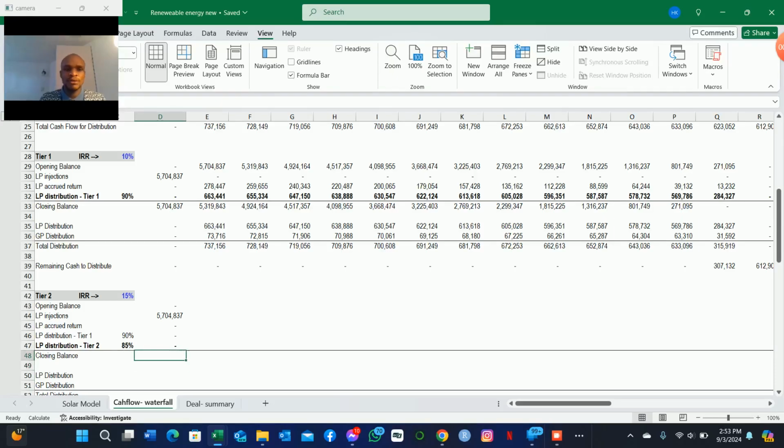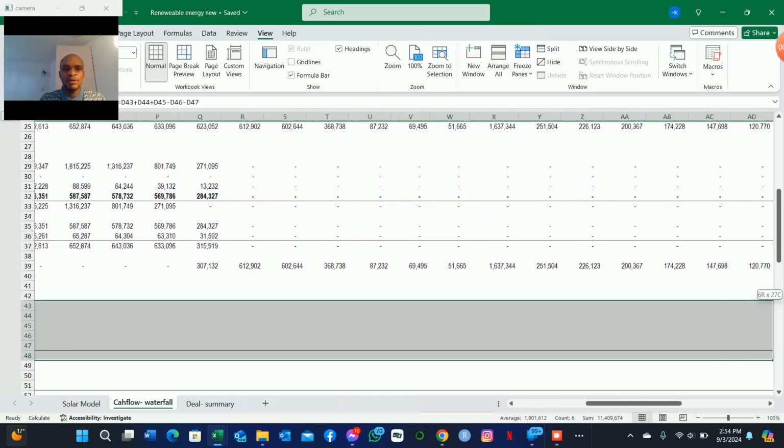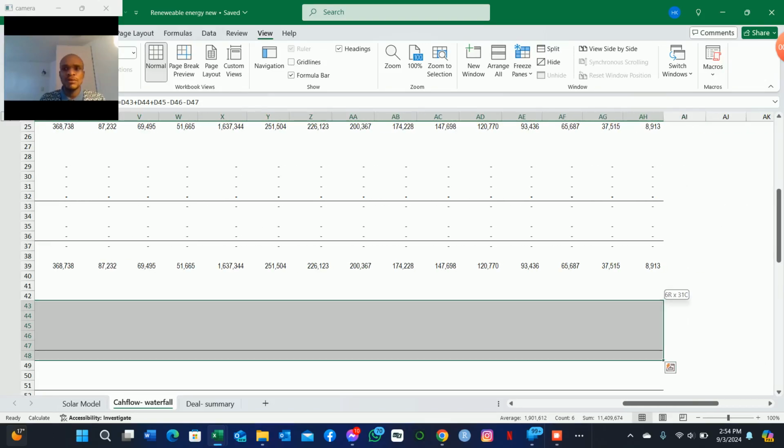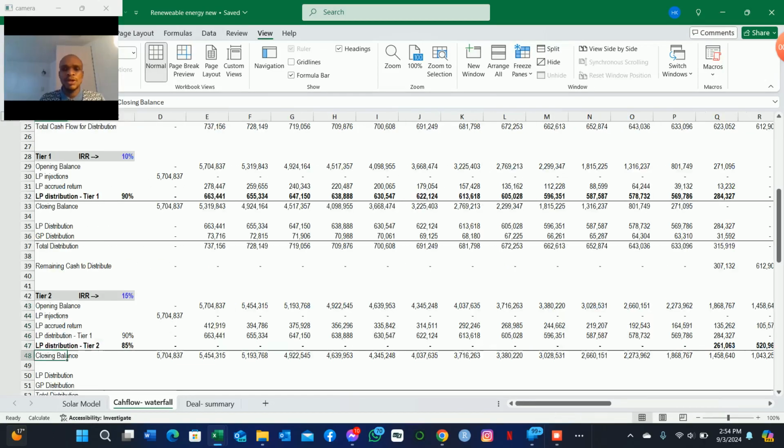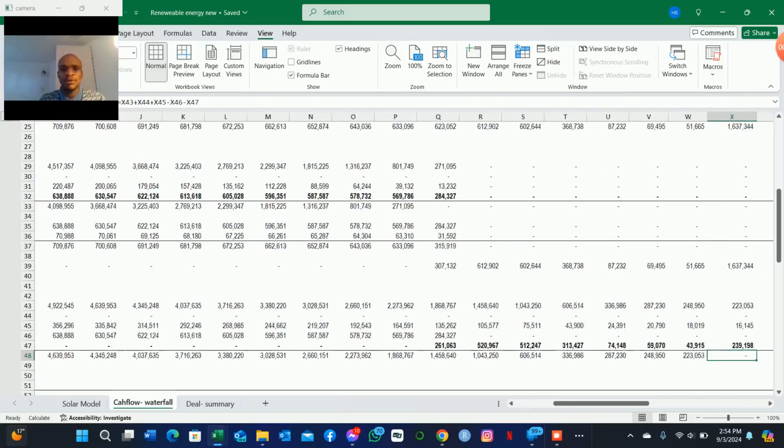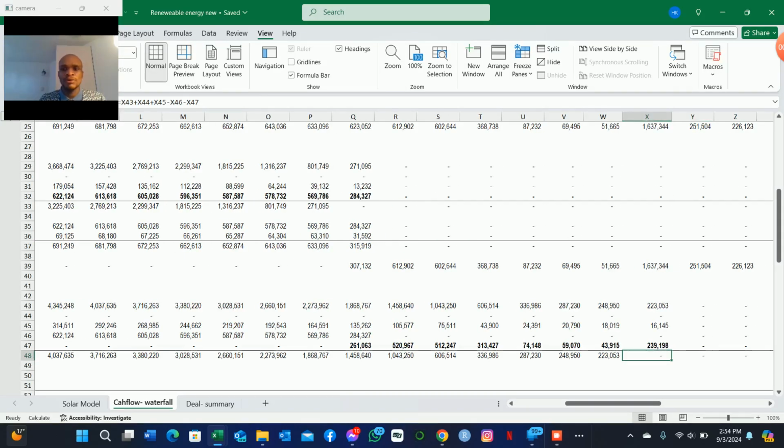So our closing balance in this case is going to be equal to the opening balance plus the injections plus the accrued returns, and then we deduct the distribution in tier 1, deduct the distributions in tier 2. Press to close the bracket and we'll press enter. We can take all of this to the right to the end of the projected period, and we fill it all the way right. And if we scroll, we can see that it is exactly what we expect.